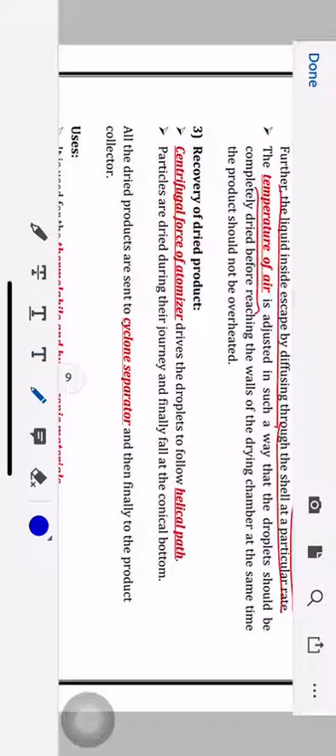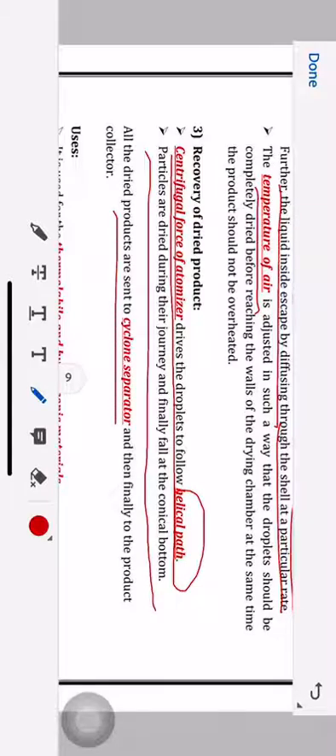So, what I have written: centrifugal force of atomizer drives the droplets to follow helical path, as I told you earlier. Particles are dried during their journey and finally fall at the conical bottom. Once they fall at the conical bottom, what happens? They are carried to cyclone separator where they are separated and finally to the product collector. Okay, this is how the spray dryer works.